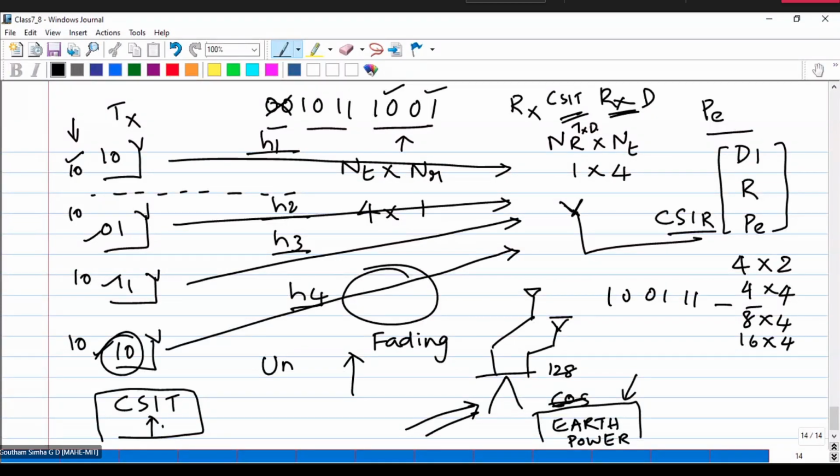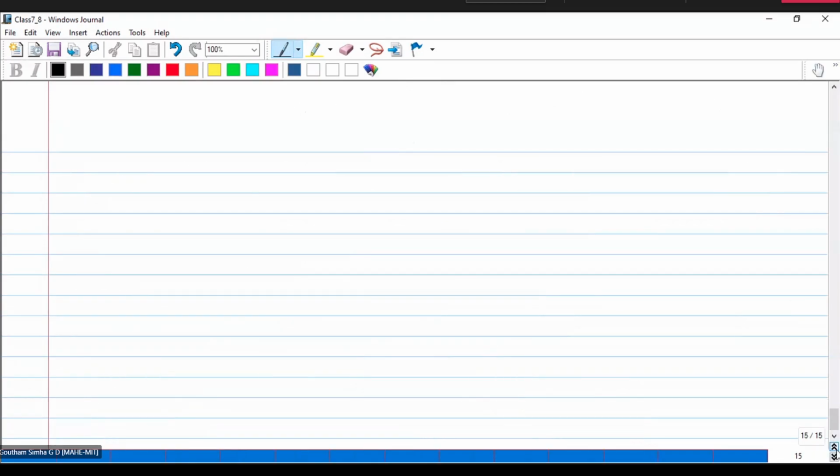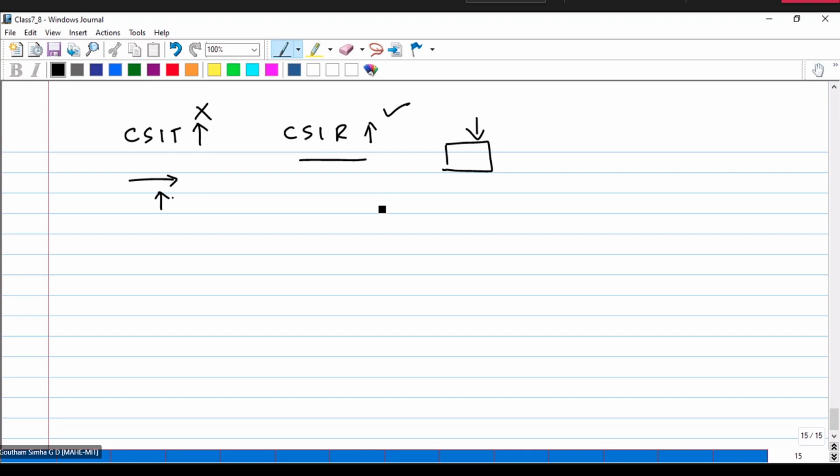Now, try to understand the fact. CSIT is not available, CSIR is available. CSIR, the channel state information availability at the receiver, is very less complex compared to channel state information availability at the transmitter. Now look at this. Take a mobile communication scenario. What happens in the mobile communication scenario?